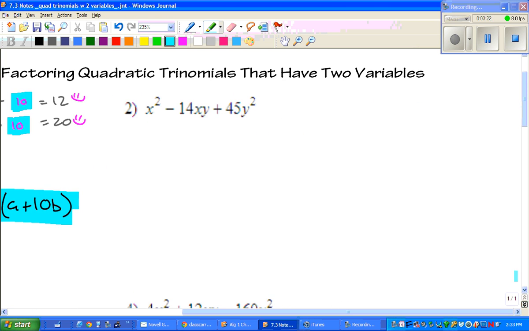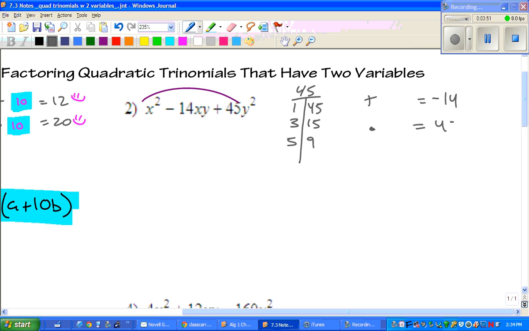All right, number 2. We're going to move on to splitting the middle term. Okay, so first thing always is check to see if there's a GCF, and there isn't. Okay, so now we want the factors of 45, which are 1 and 45, 3 and 15, 5 and 9. So out of these, which ones of these numbers add up to negative 14 and multiply to 45? What are those? Okay, you should get negative 5 and negative 9.